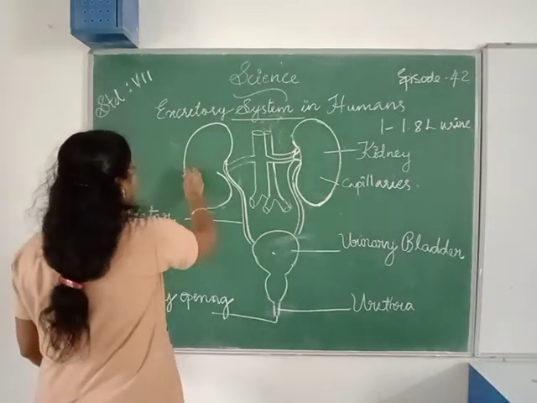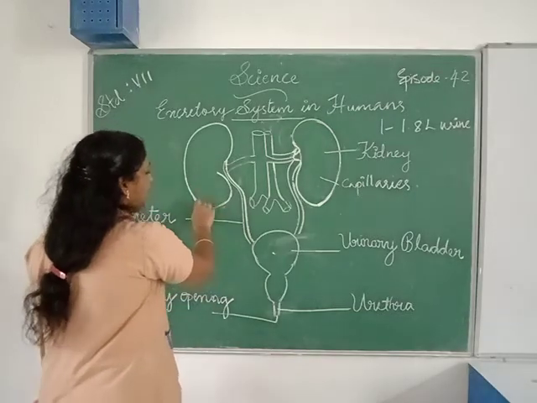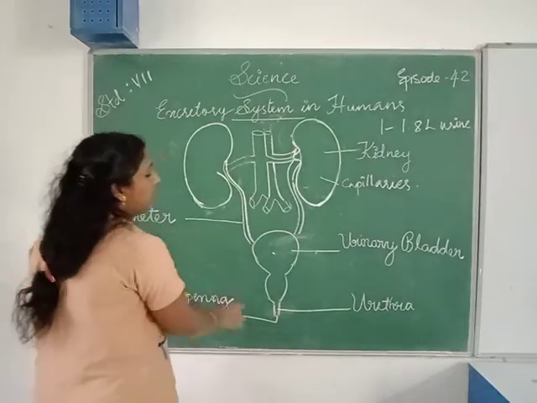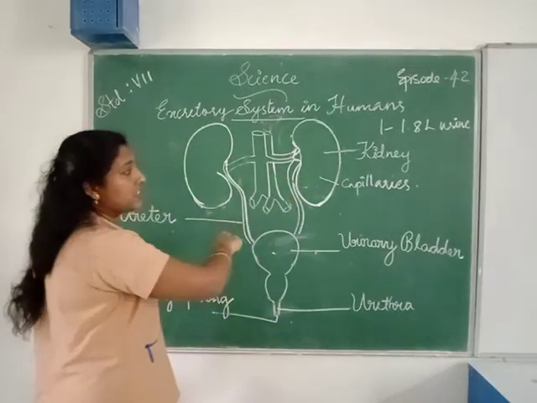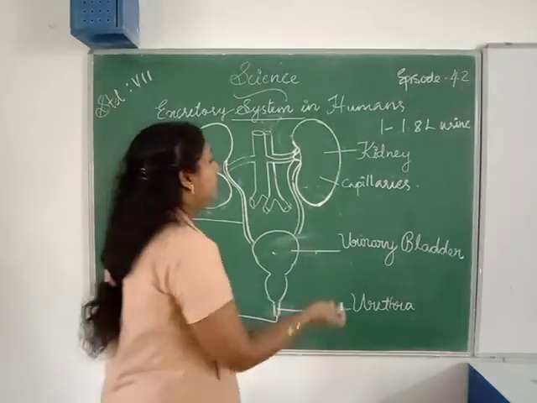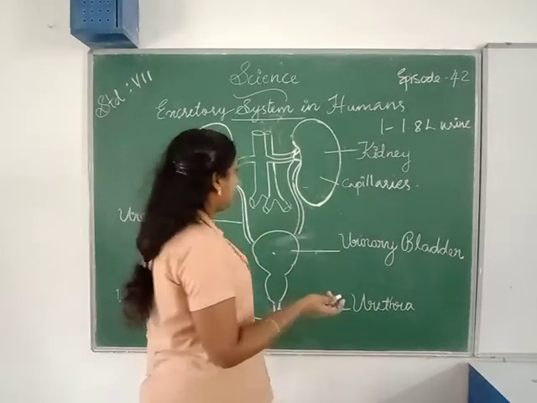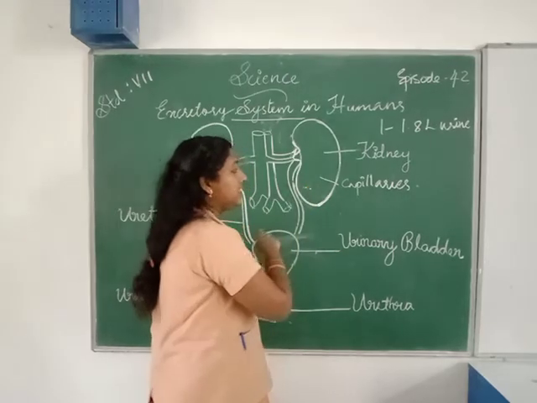Once again, about the excretory system in humans. The excretory system consists of kidneys, urinary bladder, ureter, then urethra. The two kidneys contain capillaries. These capillaries help to filter the blood. The blood contains harmful and useful substances. The useful substances are absorbed by the blood itself.